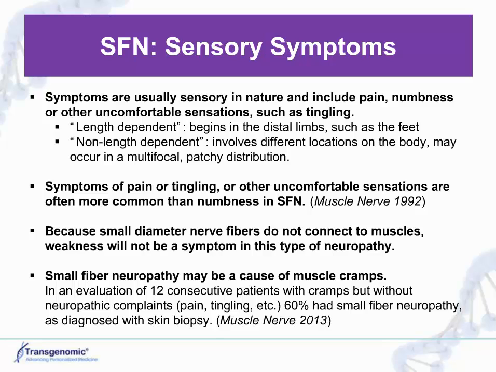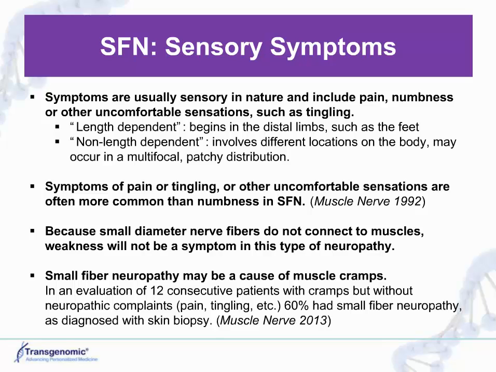So as I mentioned before, the small diameter nerve fibers in the skin only subserve sensory information. No motor involvement is found in small fiber neuropathy. So the sensory symptoms can include pain, numbness, or other uncomfortable sensations such as tingling. Sometimes these neuropathies occur in the most distal limbs first, such as the feet. And sometimes these neuropathies are called non-length dependent, which means that they can begin on any area of the body potentially, or on multiple areas of the body at once.